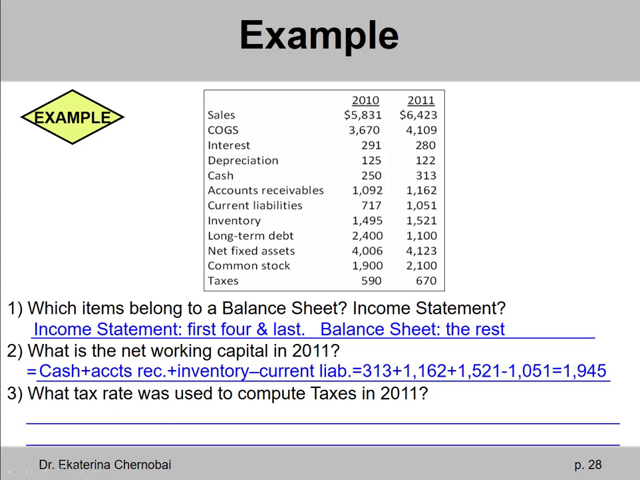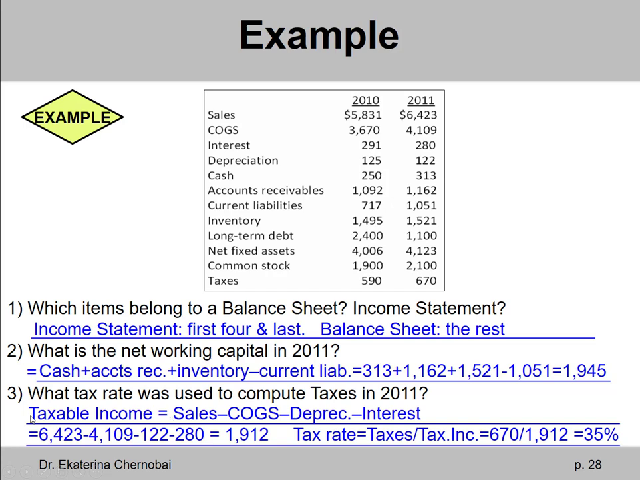And the last question, question number 3. What tax rate was used to compute taxes in 2011? Well, we know what the tax amount was paid, right? What tax amount was paid in 2011? That's $670. So what was the taxable income? The taxable income is always calculated by taking the sales revenue, subtracting the cost of goods sold, depreciation, and interest. When we find the four numbers and put them together like this, we get the taxable income of $1,912.